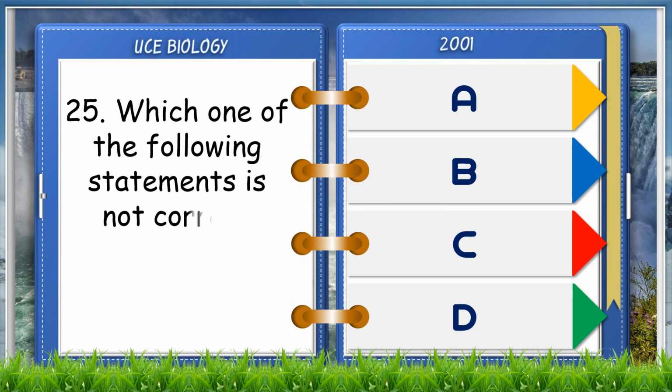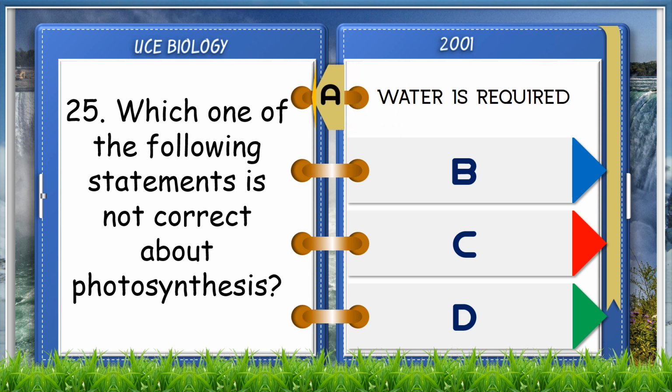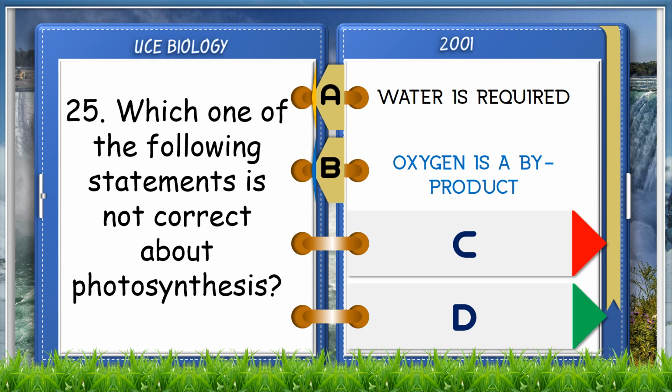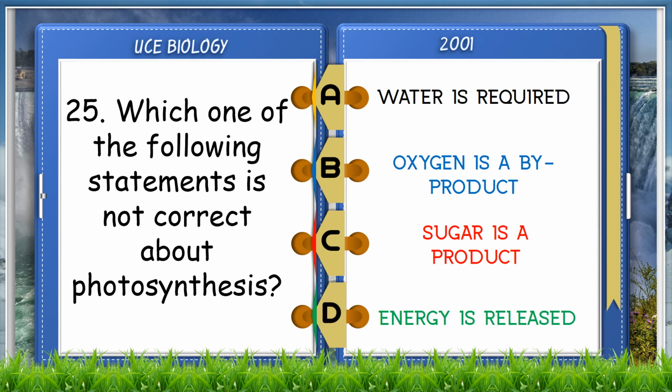Which one of the following statements is not correct about photosynthesis? A. Water is required. B. Oxygen is a byproduct. C. Sugar is a product. D. Energy is released. The answer is D. Energy is released.